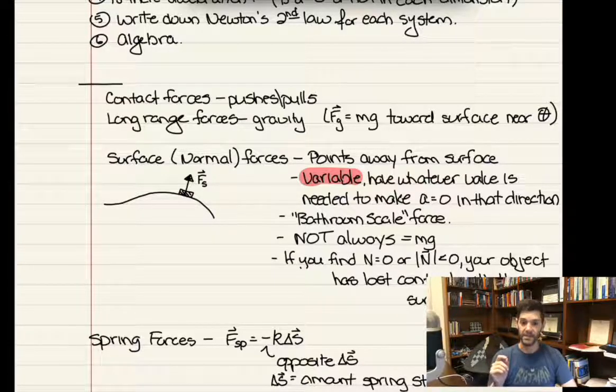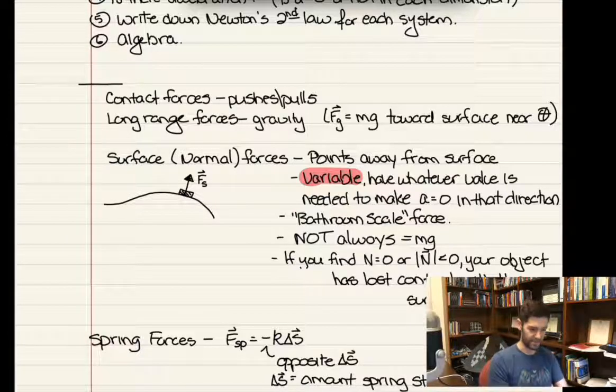A particular force we see a lot is a contact force between a surface, sometimes called the normal force. Things to remember about it that are always true: it always points away from the surface. So in other words, it's always perpendicular to the surface, or normal. Normal being the mathematical fancy term for perpendicular. The normal force is one of these forces that's variable. There is no equation that always works.